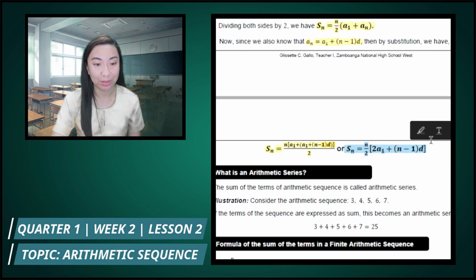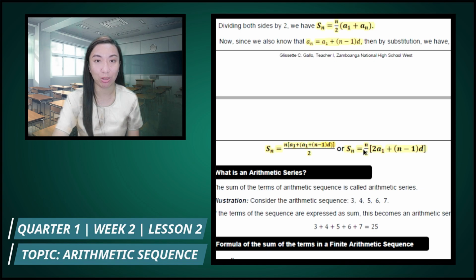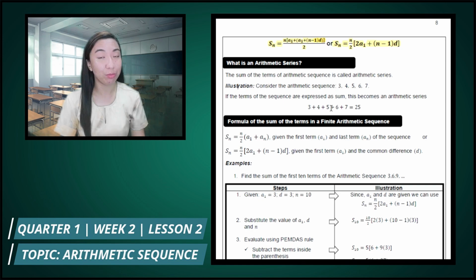Or it can also be s sub n is equal to n over 2 times the quantity of 2 times a sub 1 plus the quantity of n minus 1 times d. Okay, so some of you might be wondering when and how to use this formula. Of course, we will learn more about it as we proceed with our discussion. But now we will be having the definition of an arithmetic series.